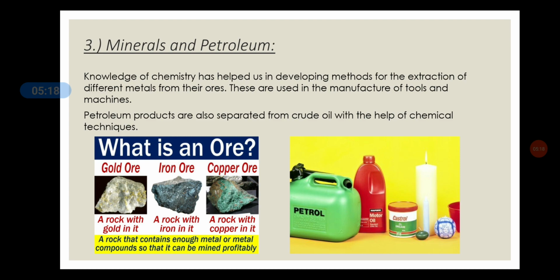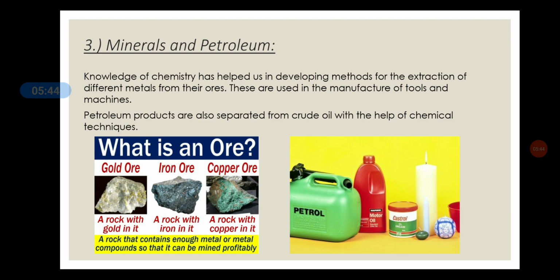See the picture which is given over here. What is an ore? What do you mean by an ore? It is a rock with the metal in it. There are three examples given over here: the gold ore, the iron ore, and the copper ore. Gold ore means the rock which contains gold in it. Iron ore is the rock which contains iron in it. And copper ore is the rock which contains copper in it.